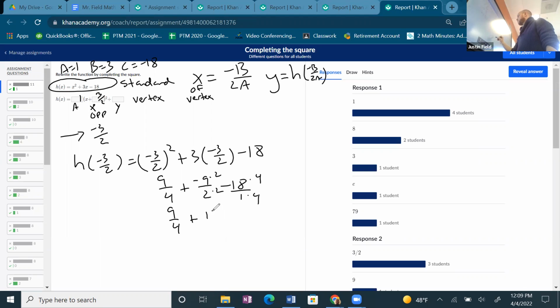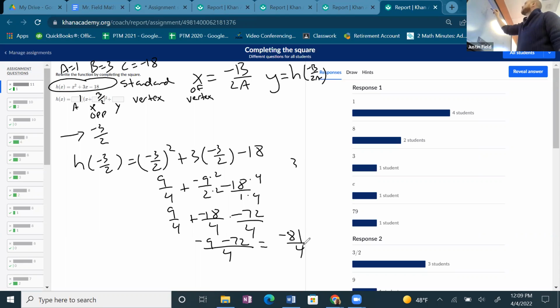I mean, if you want to use a calculator, it's fine. So then that's 72. 9 minus 18 is negative 9. Write it one time. That's negative 81. So it's negative 81 over 4.